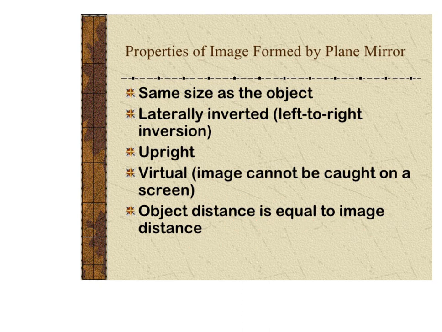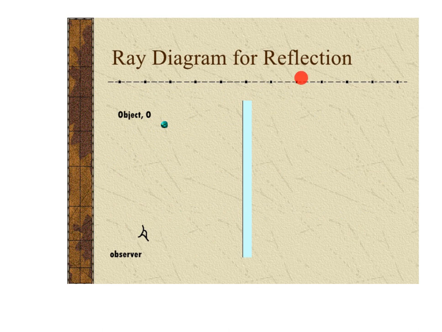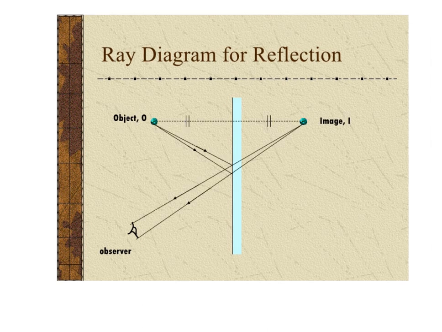Then ray diagram for reflection. If we consider here the object O, here is the observer and this is the plane surface, then we will get the diagram of reflection like this. That is the object O and this will be the image I. In this case, the distance of the object from the plane surface is equal to the distance of the image from this surface.